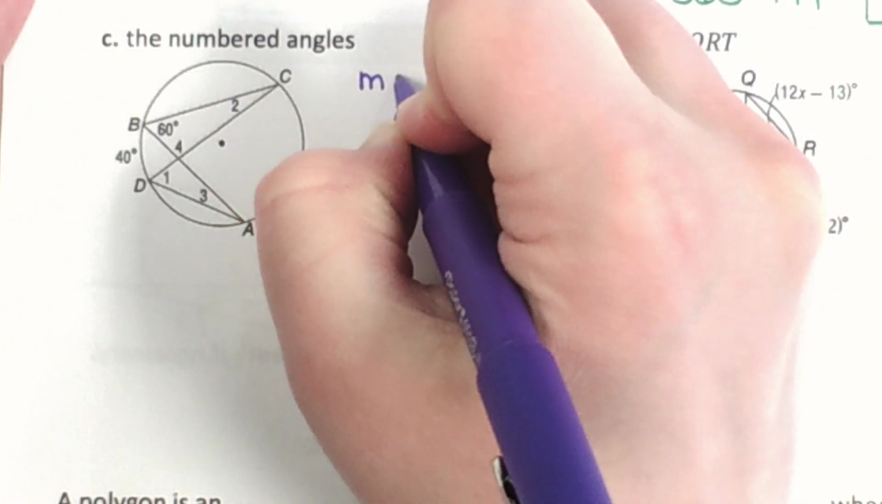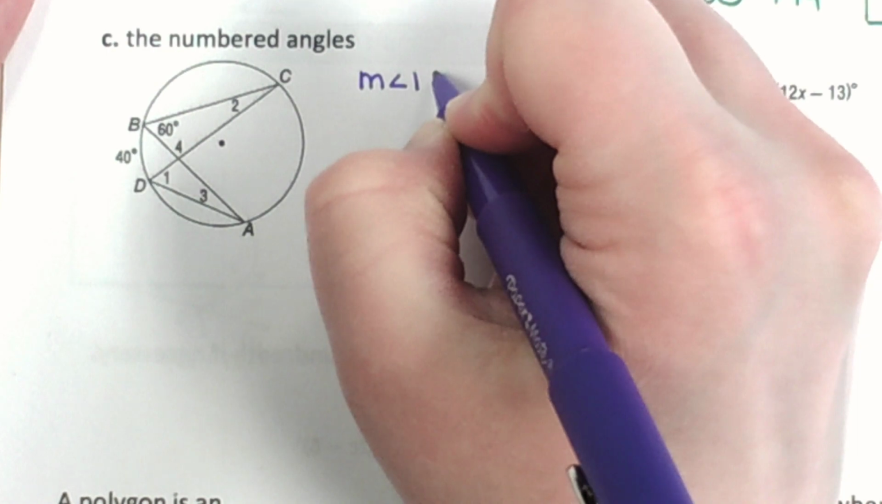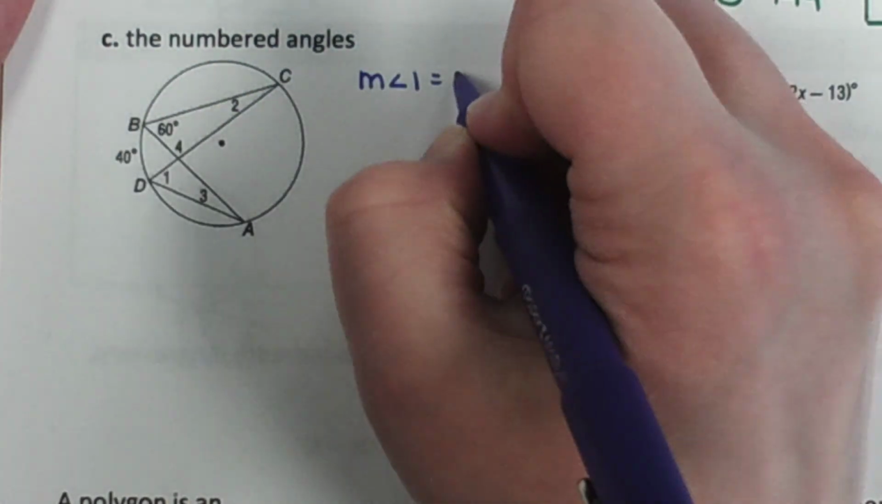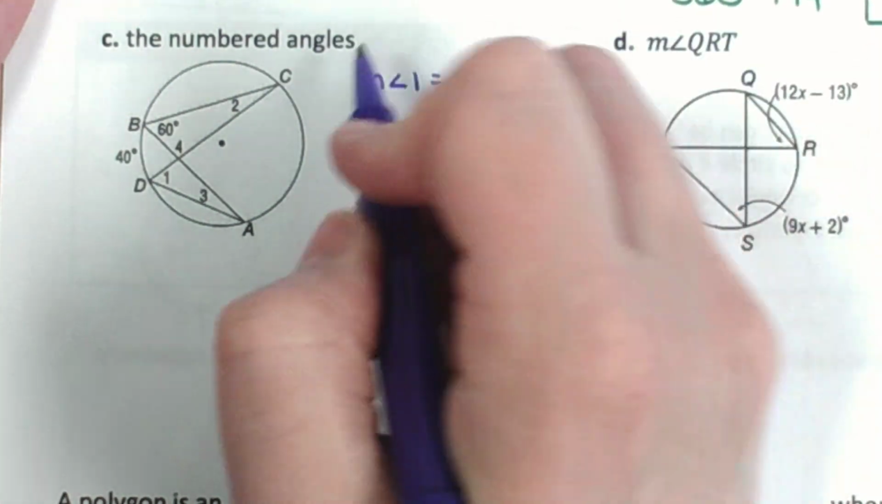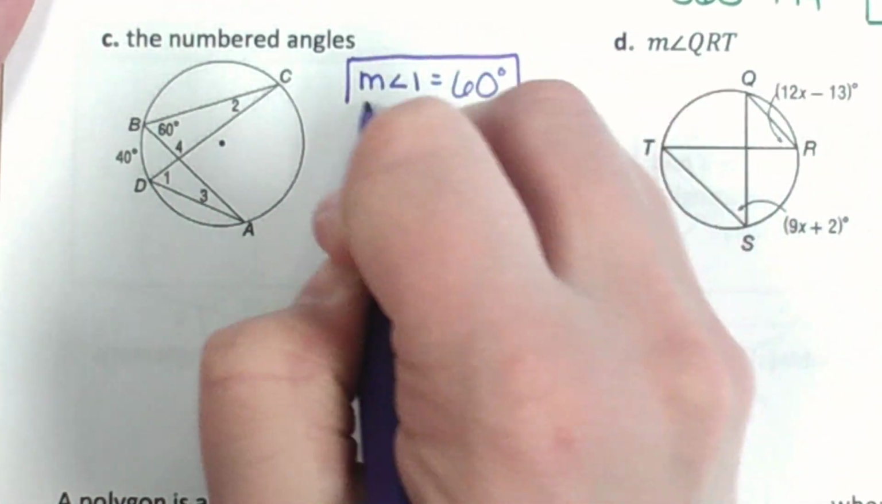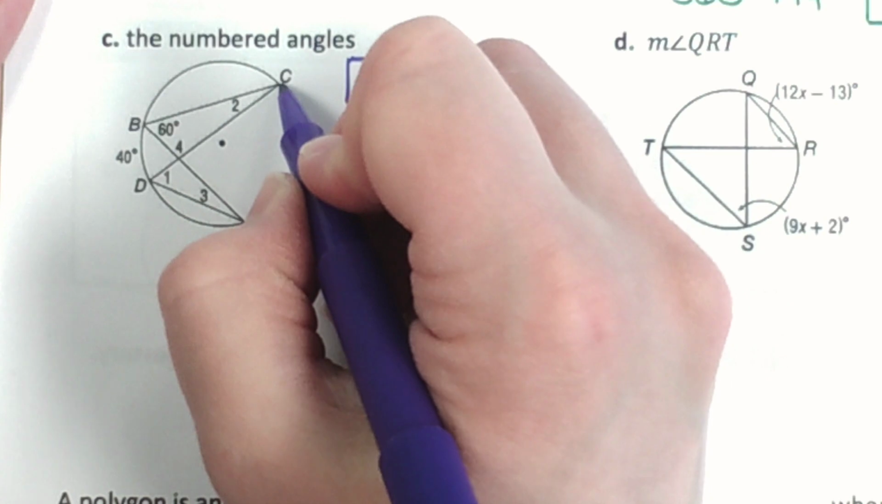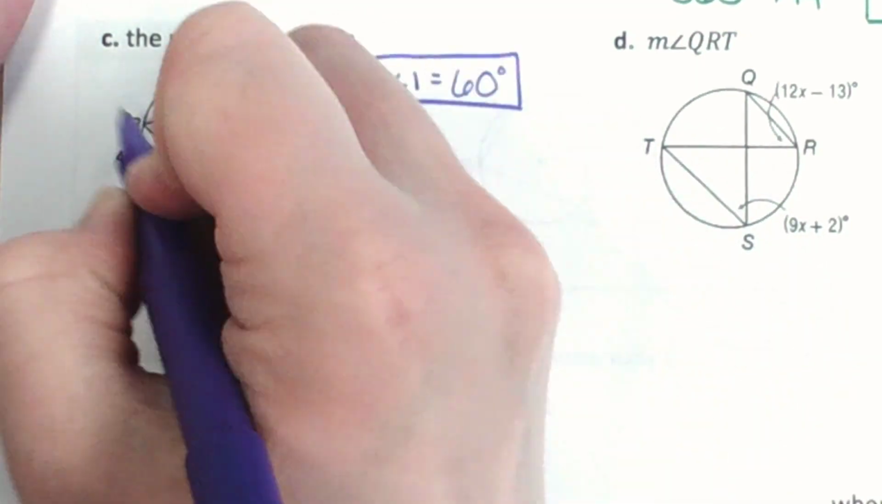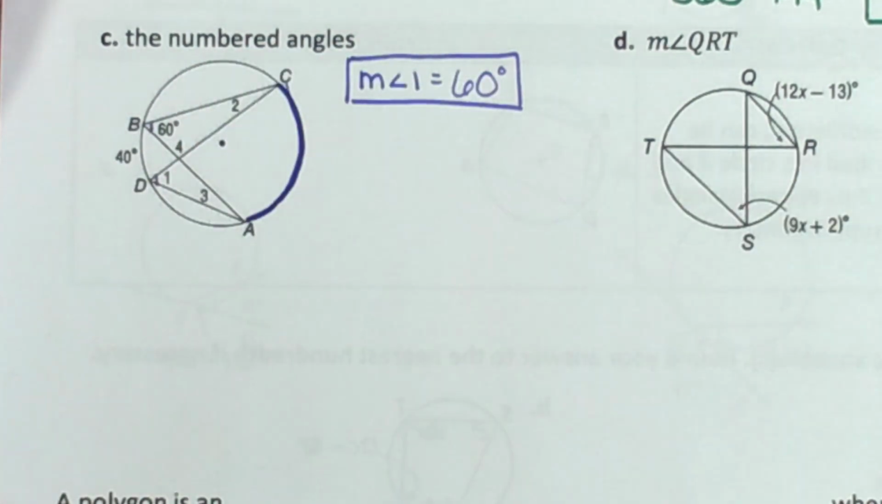Why not? Let's go in order. Measure of angle 1. I heard 60 degrees and you'd be 100% right. Why? Congruent. Inscribed. Because it's an inscribed angle that has this arc in common. So these two are congruent.